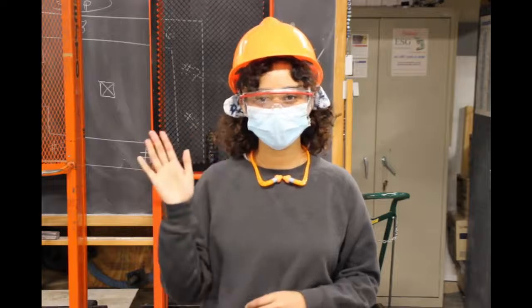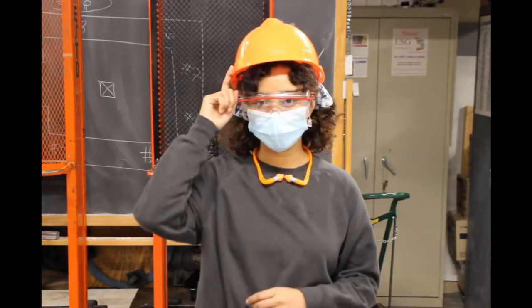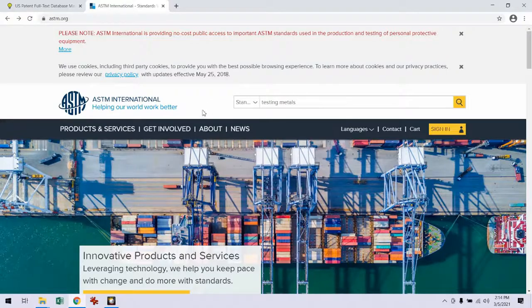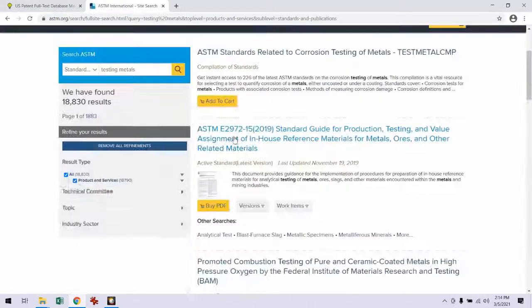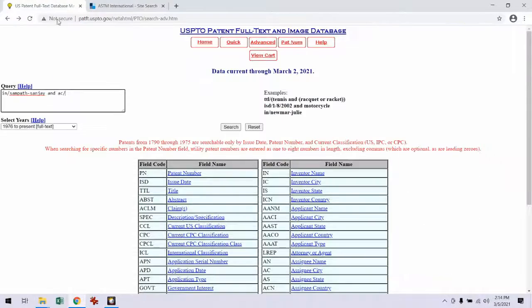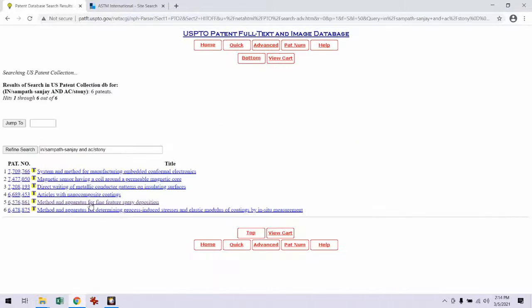Hi, my name is Sanjana, and these are some of the equipment that I've used in my Stony Brook laboratory. After the safety lab, we did the research lab where we looked at real databases on the internet, such as this one for testing metals. We also looked at the USPT database to search for our professor's patents, such as this one.